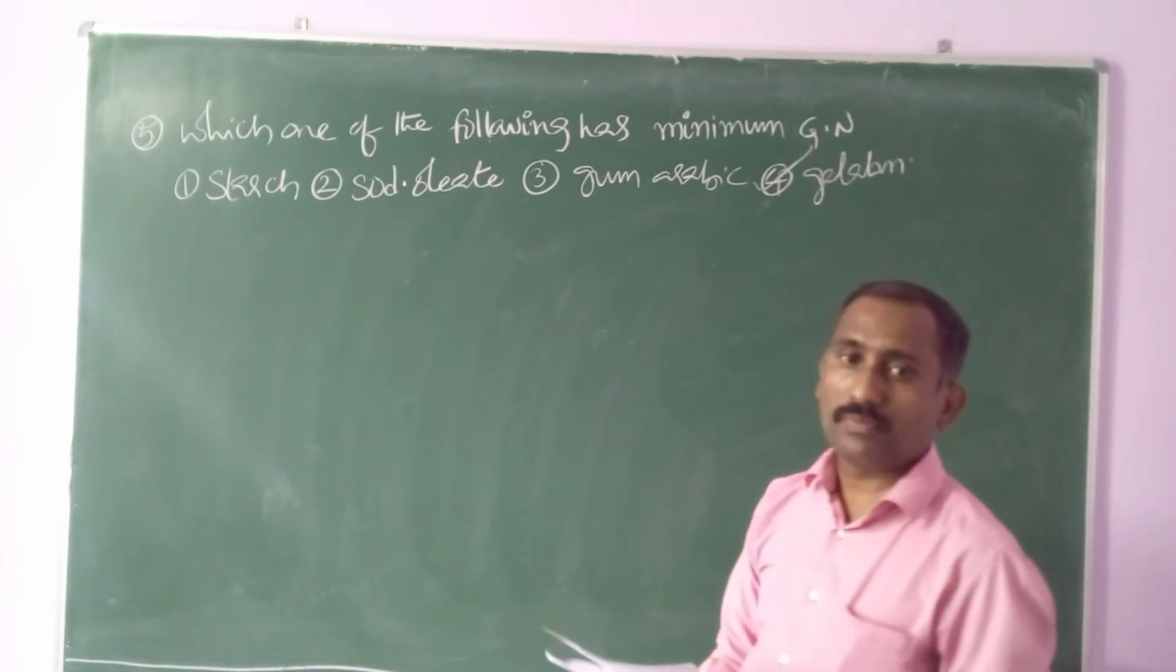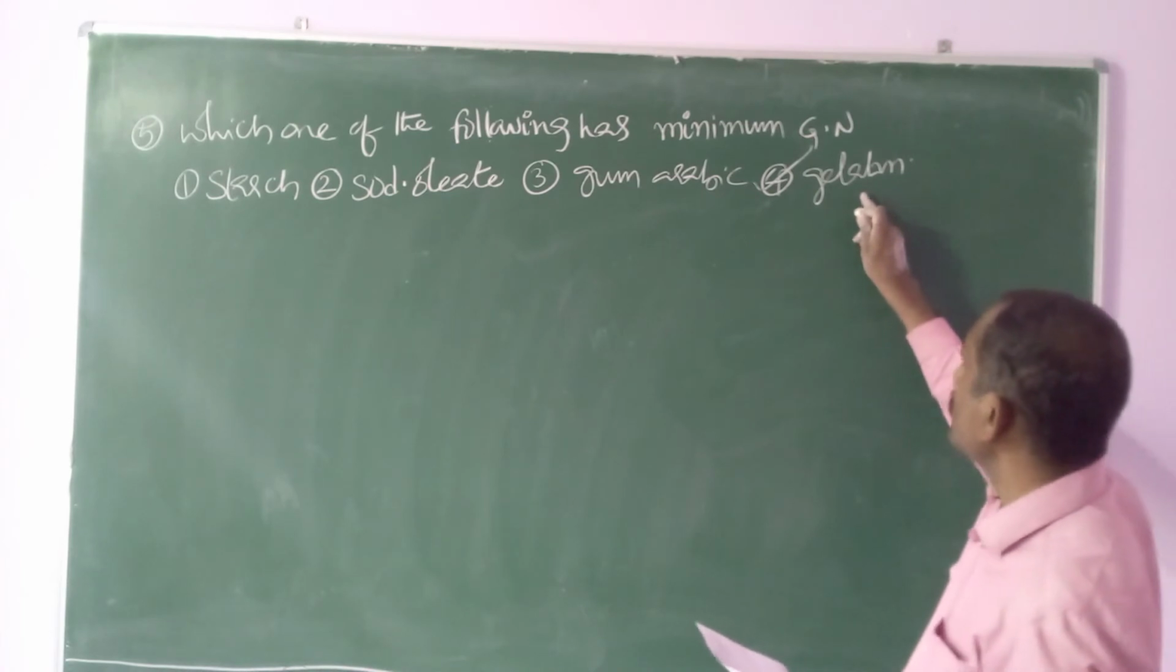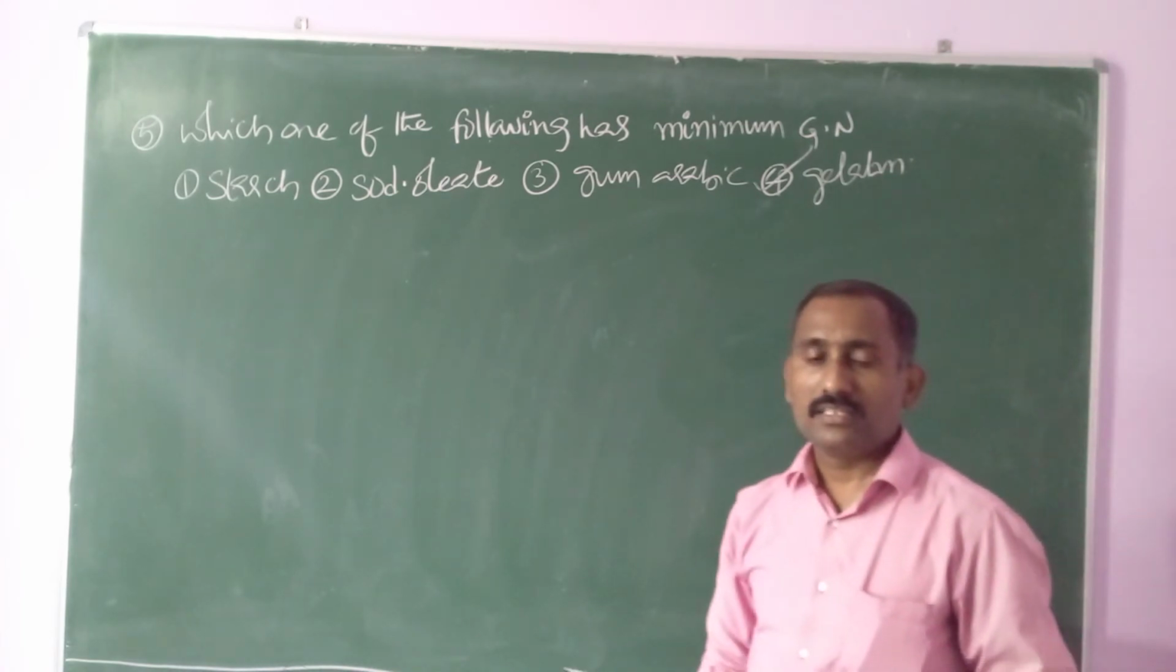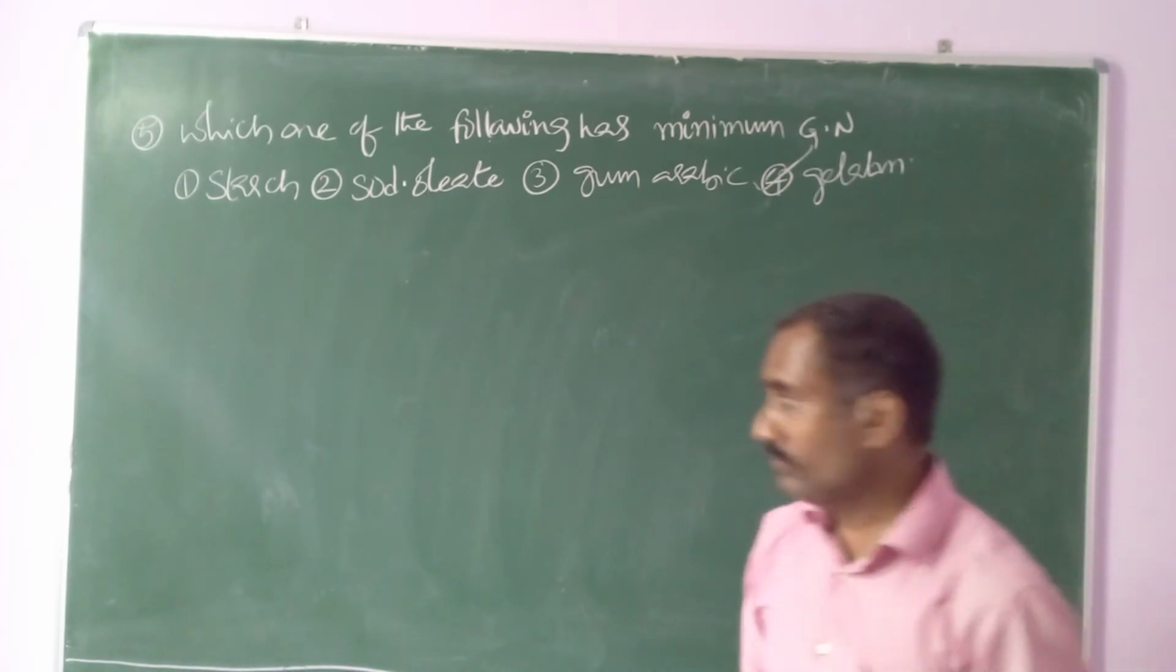So I given one tabular form. According to the tabular form, among all the lyophilic sols, gelatin has lower gold number. Gelatin has less gold number and more protecting power. Therefore, fourth option is correct.